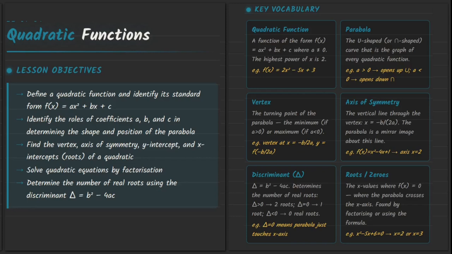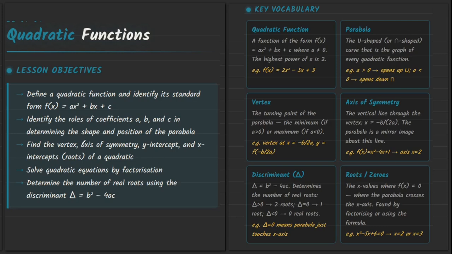In this lesson, we are looking at quadratic functions. By the end of this lesson, you should be able to define a quadratic function and identify its standard form. You should be able to identify the role of the coefficients, that is A, B, and C, in determining the shape and the position of the parabola.